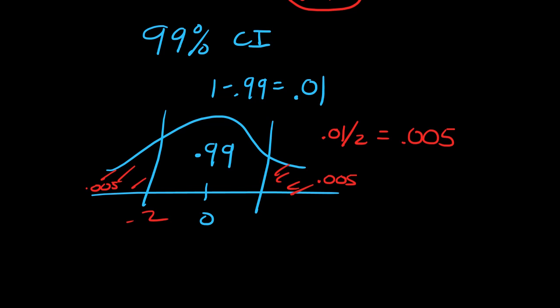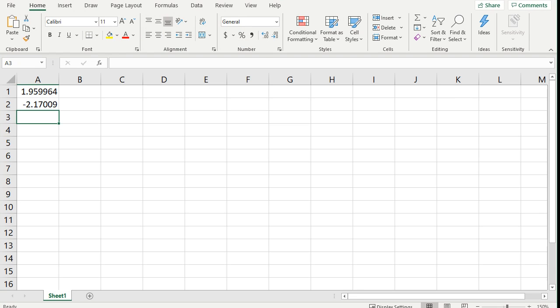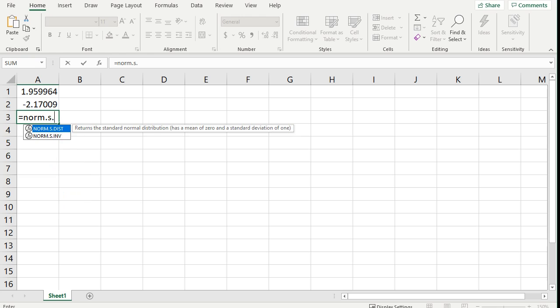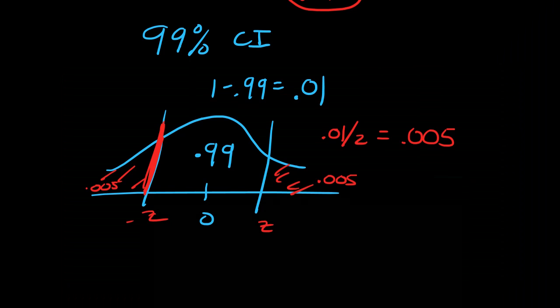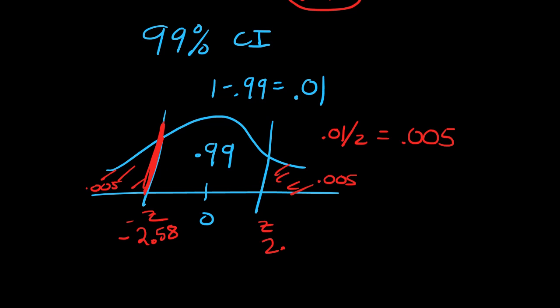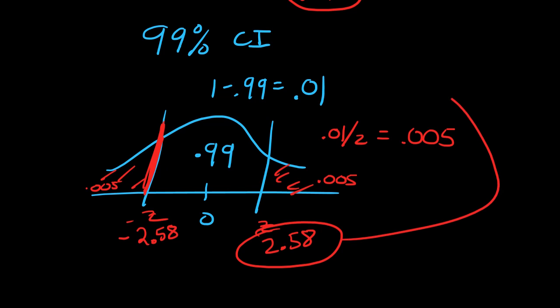Okay, so this is the negative z and this is the positive z. So let's figure out what the negative z is. NORM.S.INV, open parentheses, 0.005. Close parentheses, press enter. Negative 2.58. If I were to round that, 2.58. So negative 2.58. So the positive version is positive 2.58, and this is the value that I would need for my z critical value, or z alpha divided by 2. Either way, this is the z value I would want to use, the positive 2.58.